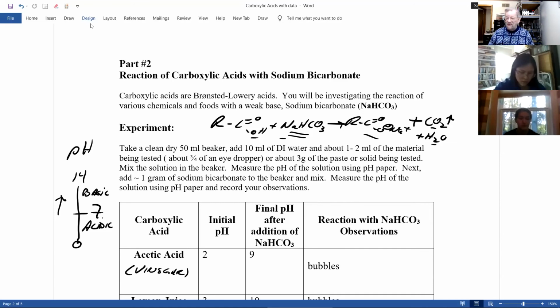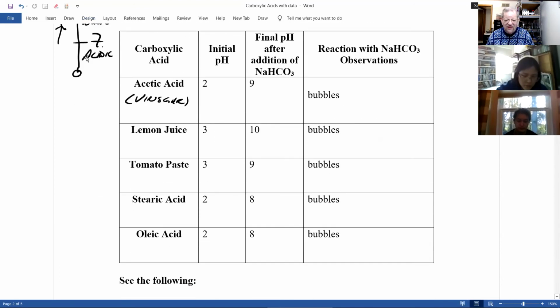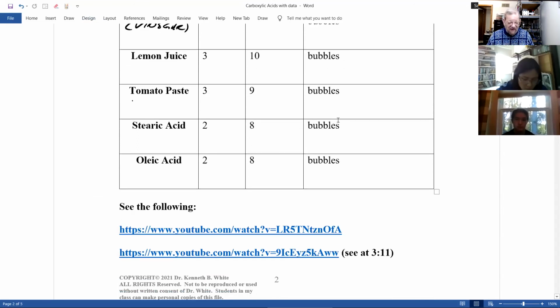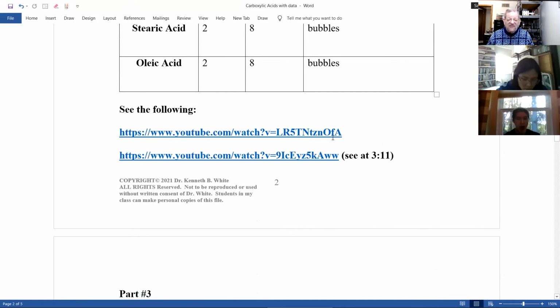In today's lab, you would have found out, am I lying to you or not about this? That's the nice thing about organic chemistry or science in general. You go in the lab and you prove things. Now, lemon juice and tomato paste have citric acid in there, a carboxylic acid, and stearic acid and oleic acid are carboxylic acids. And here I give you the results. And also, what do you observe? You would see bubbles form. In case you're interested, look at the following YouTube videos to see that. They're a lot of fun to watch.